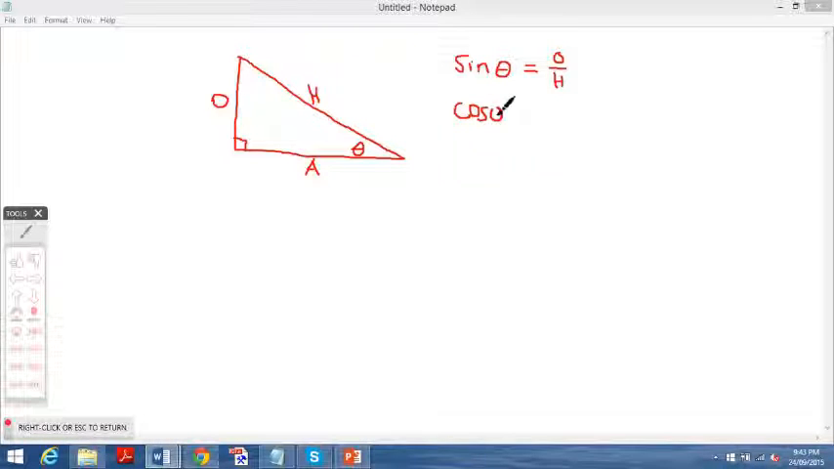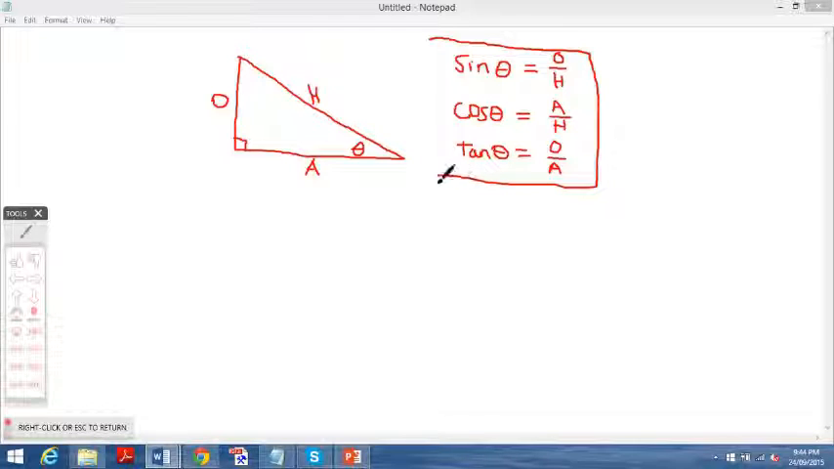Now cos of theta gives us a different ratio. Cosine, which I just shortened to cos, tells us about the adjacent side over the hypotenuse, that ratio. And tangent, or tan, tells us about a third ratio. And that ratio is the opposite side over the adjacent side. These are our three formulas for trigonometry.